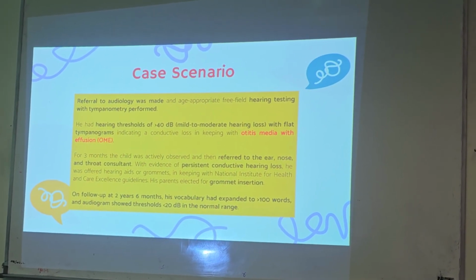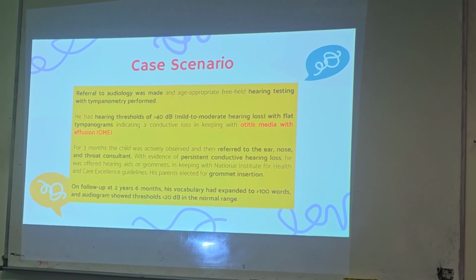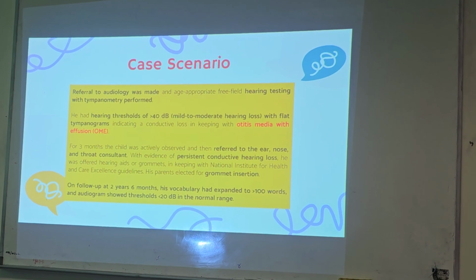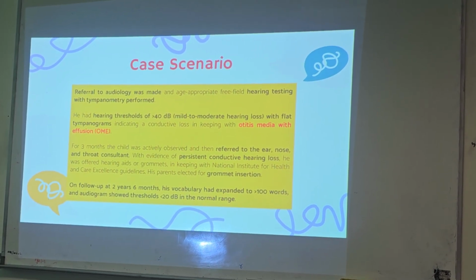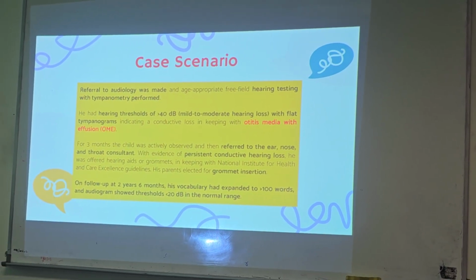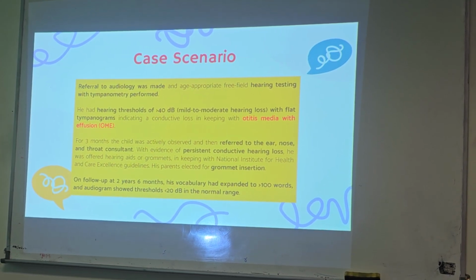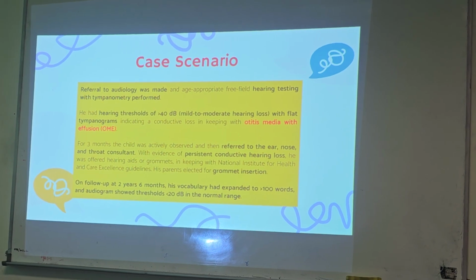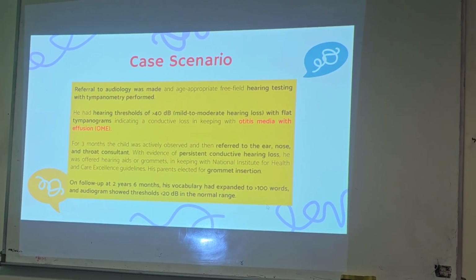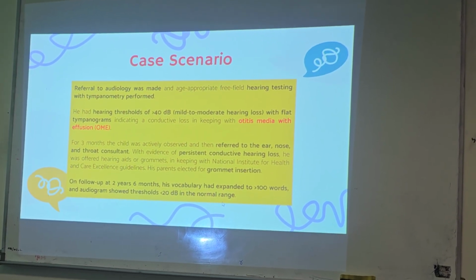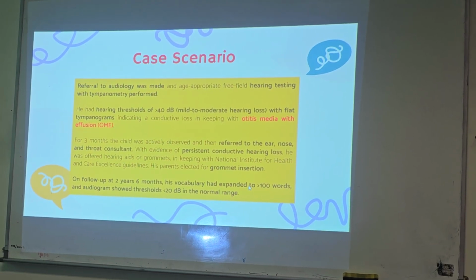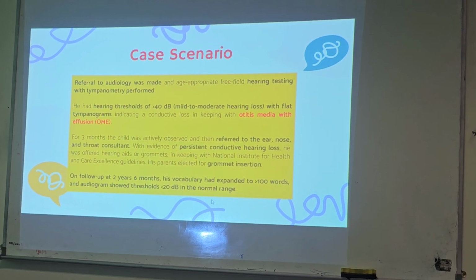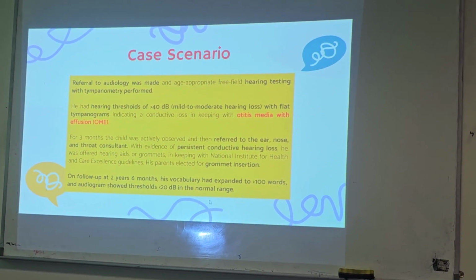Then this child was referred to the ENT, and they followed up for 3 months. After 3 months the otitis media did not resolve, so they did a grommet insertion, which is a tympanostomy tube to release the pressure in the middle ear. On follow-up at 2 years and 6 months, there is indeed improvement, whereby his vocabulary has really expanded to more than 100 words, and the audiogram becomes normal, whereby his hearing threshold is already in the normal range, that is less than 30 decibels.